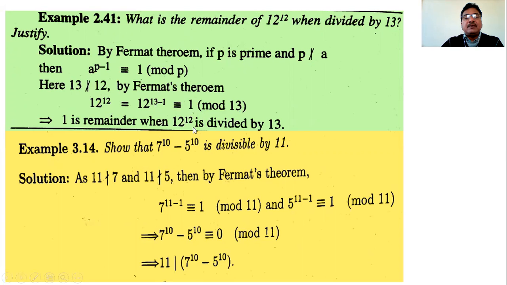Therefore, when 12 raised to 12 is divided by 13, 1 is the remainder. This is the answer: 1 is the remainder.